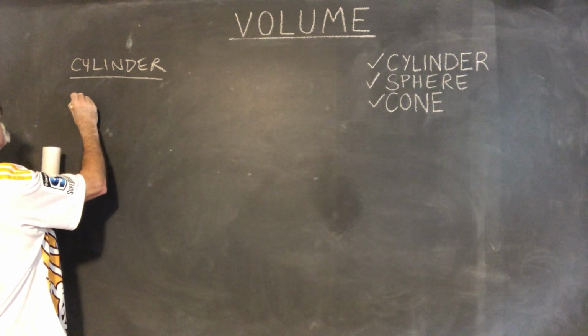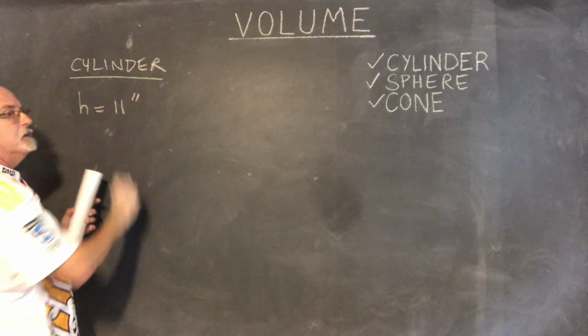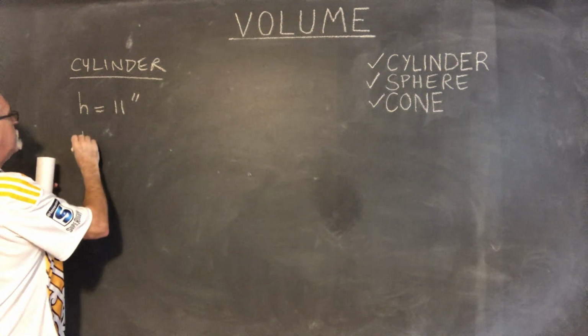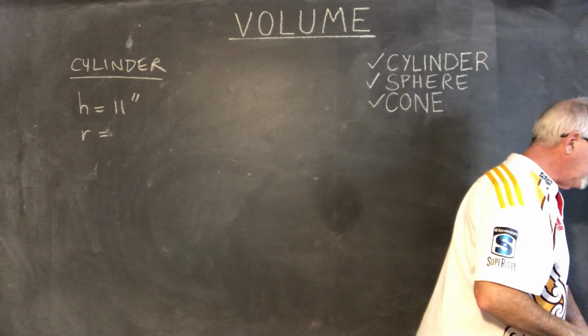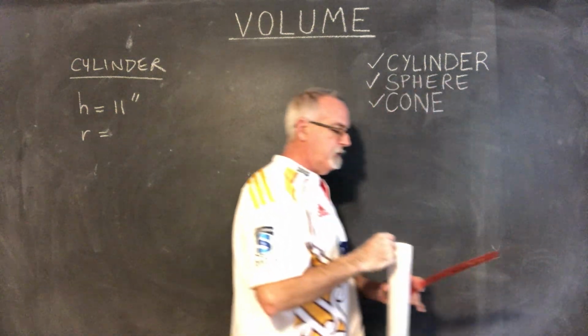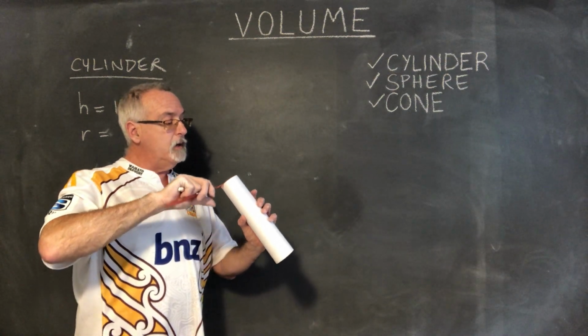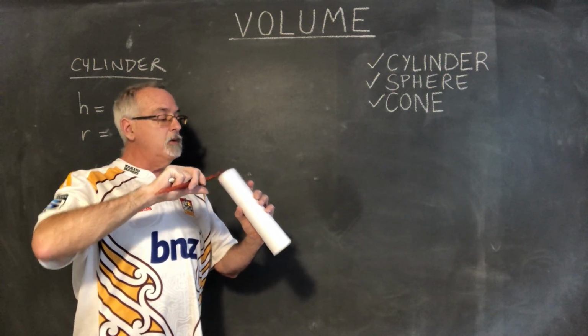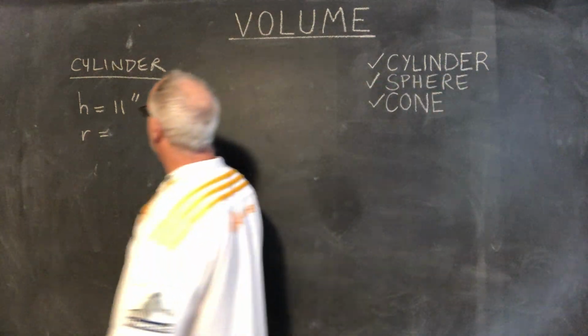The height of this cylinder is 11 inches. It's convenient. And the radius, I think I'm going to have to measure the radius. I could calculate it to find the exact radius, but I don't want to, so I'm going to use an estimate. And this one, the diameter looks like 2.5, so I'm going to call the radius 1.25, 1.25 inches.